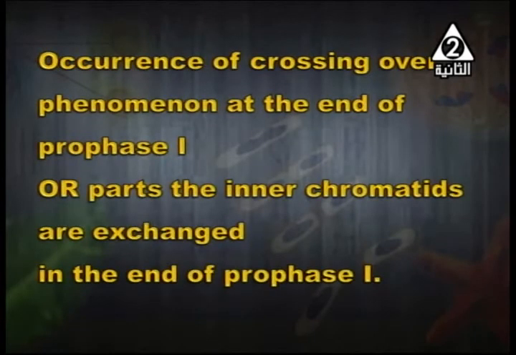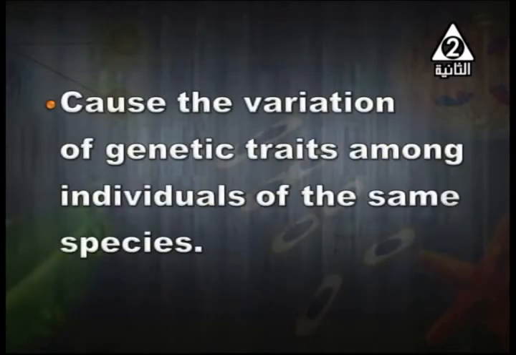Another type of question, which is "what happens when?" The occurrence of the crossing over phenomenon at the end of prophase 1, where parts of the inner chromatids are exchanged. What happens if parts of the inner chromatids are exchanged at the end of prophase 1? It will cause variation of genetic traits among individuals of the same species.